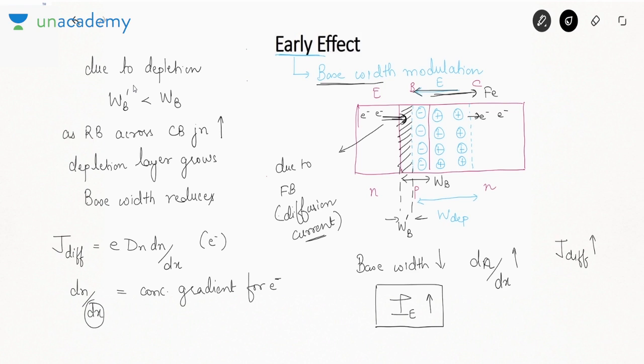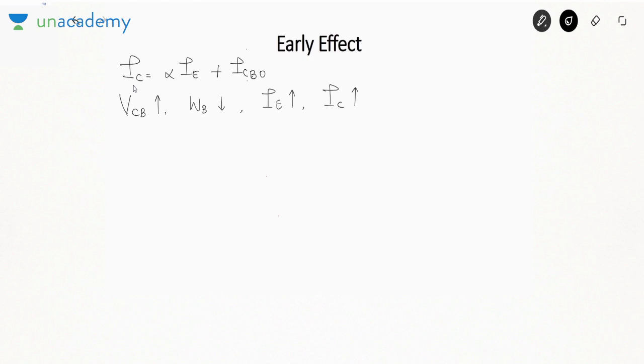If you reduce the base width, the emitter current will increase. Now we know IC is nothing but alpha IE plus ICBO. If we are increasing VCB, then base width is reducing, IE is increasing, and if IE is increasing, IC will also increase. So we can say IC is not independent of VCB, but IC increases with increase in VCB. So earlier the ideal case that I told you, IC remains constant with VCB, is not exactly true. It is false, but we can say IC increases with increase in VCB. So now this phenomenon is basically called the early effect.